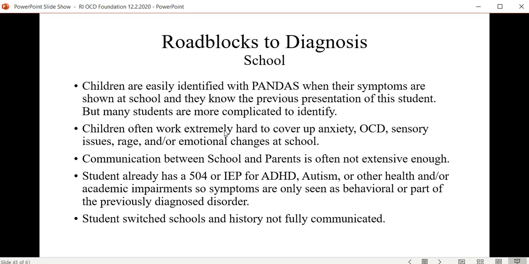Despite their severe disability at home, they work very hard to cover up their separation anxiety, their OCD, their sensory issues, except they let it all out when they get home. Now, you see this if you have a child with Tourette: they tic a lot on the way to school, they tic around right when they get out of school, but the teachers don't see it because they're sitting on it, they're suppressing it.